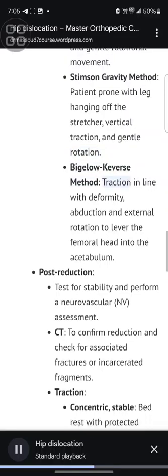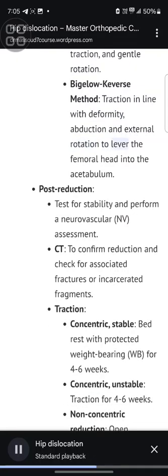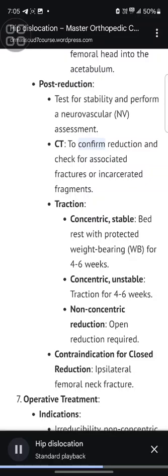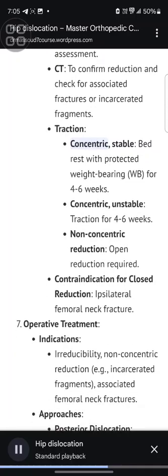Bigelow method: traction in line with deformity, abduction and external rotation to lever the femoral head into the acetabulum. Post-reduction: test for stability and perform a neurovascular, NV, assessment. CT: to confirm reduction and check for associated fractures or incarcerated fragments. Traction: concentric, stable: bed rest with protected weight bearing, WB, for 4 to 6 weeks.